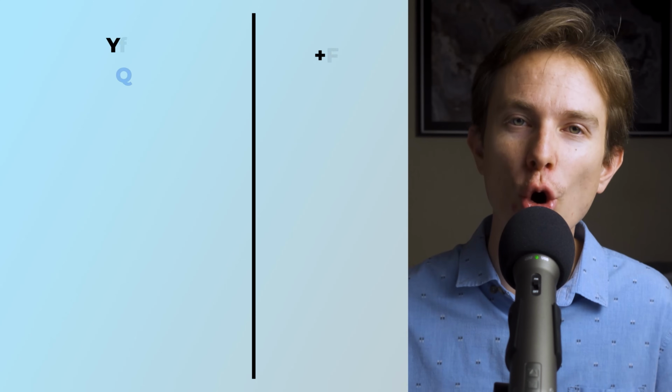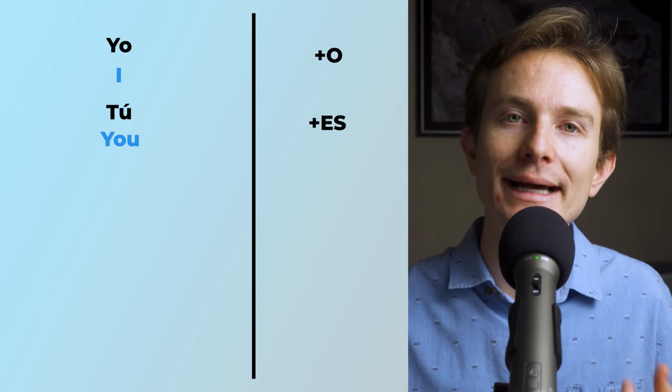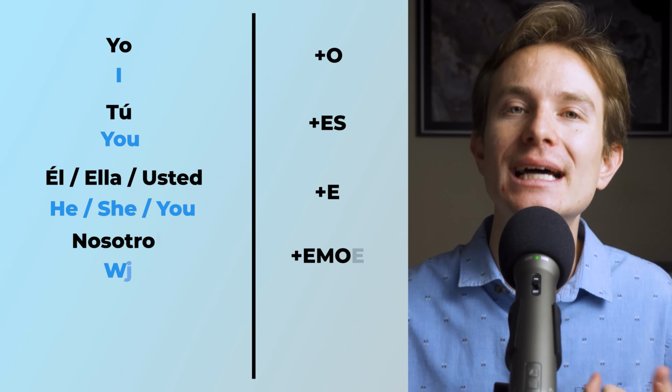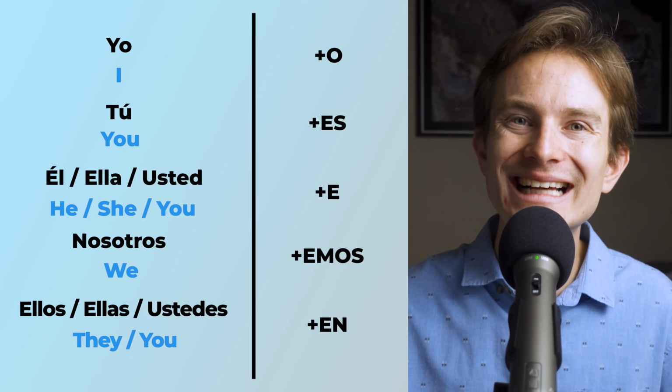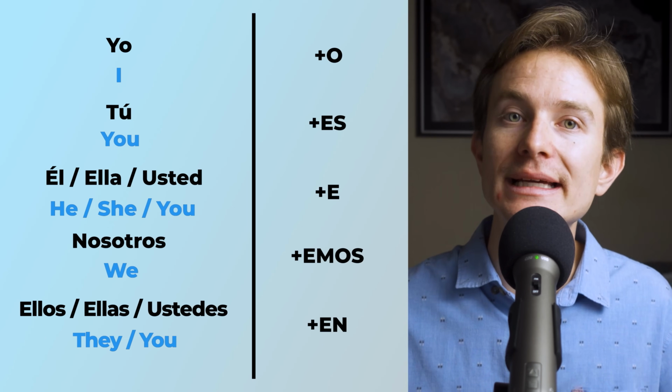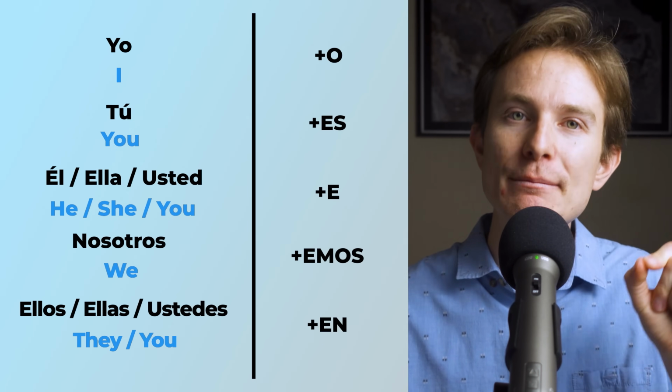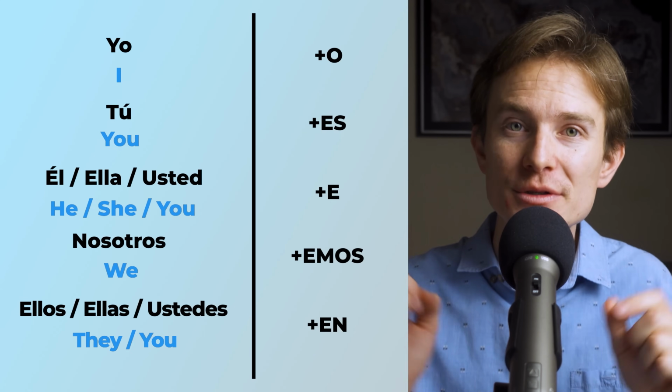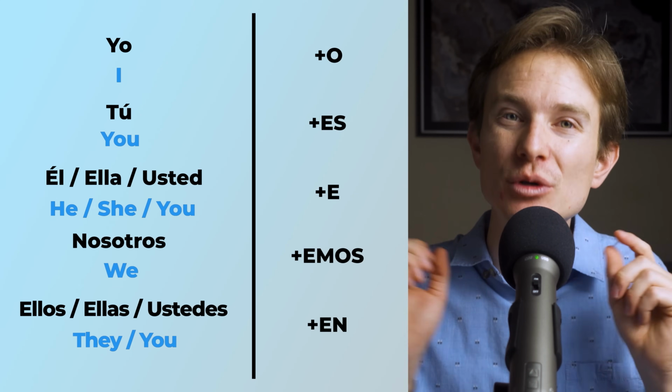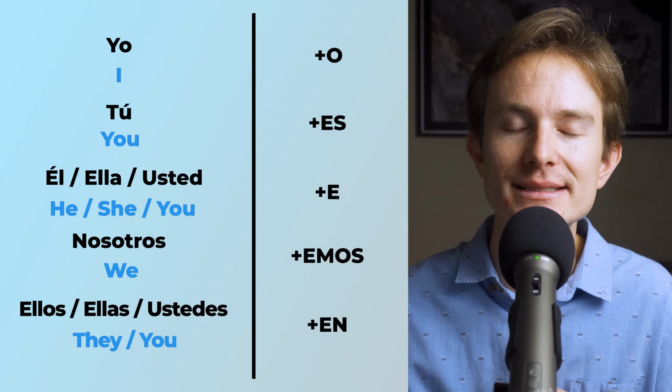Now let's take a look at ER verb conjugation patterns. We have o, es, e, emos, en. O, es, e, emos, en. It is really that simple. And I promise you, if you just master these conjugation charts, you will be able to confidently speak in the present tense. And by the end of this video, if you watch it and you study these conjugation charts, you will know how to speak confidently in the past, present, and future.